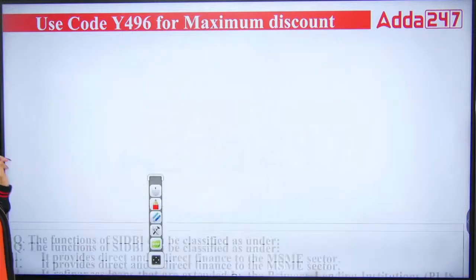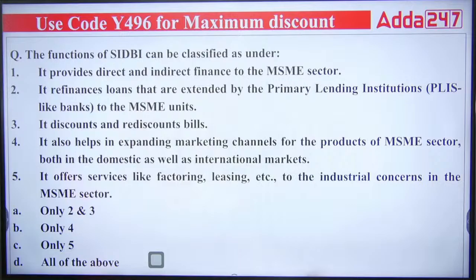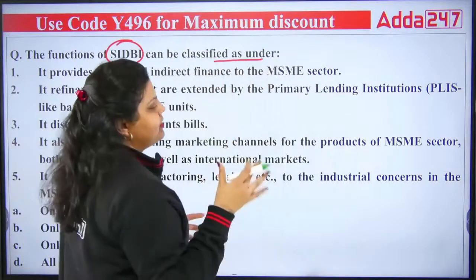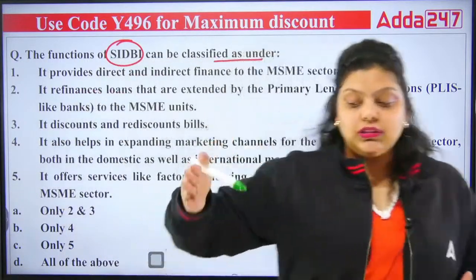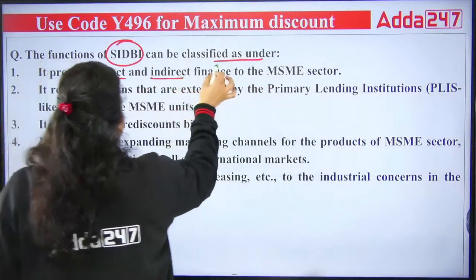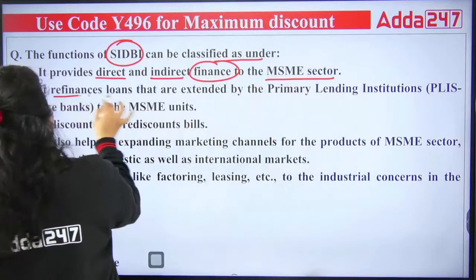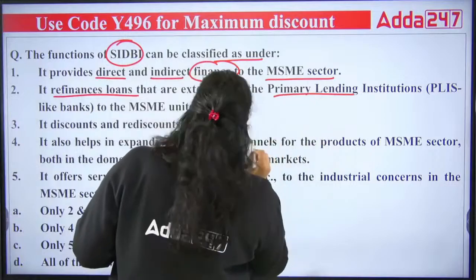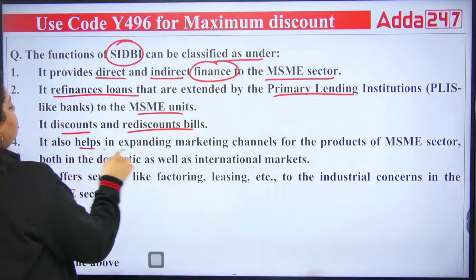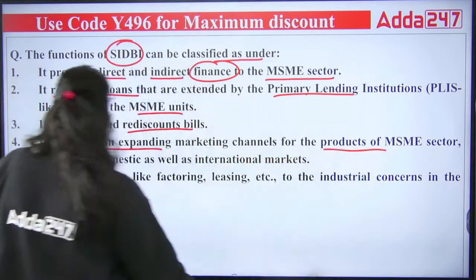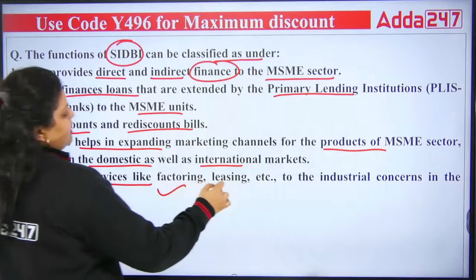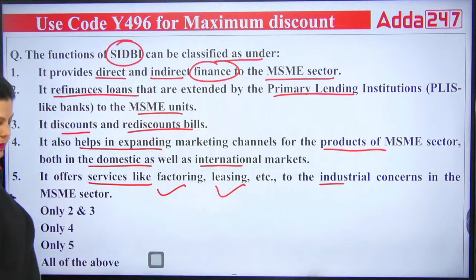In 1976, it introduced the soft loan scheme. Now, the functions of SIDBI can be classified as under. So SIDBI is what? Small Industries Development Bank of India. It focuses on the development of small industries like MSME. It promotes the MSME. It provides direct and indirect finance to the MSME sector. It refinances loans that are extended by the primary lending institution to the MSME units. It discounts and rediscounts the bills. It also helps in expanding marketing channels for the products of the MSME sector, both in the domestic as well as international market. Then it offers services like factoring and leasing to the industrial concerns in the MSME sector.